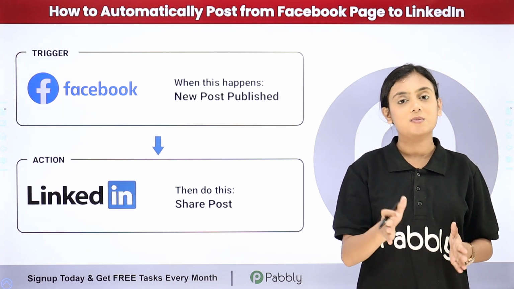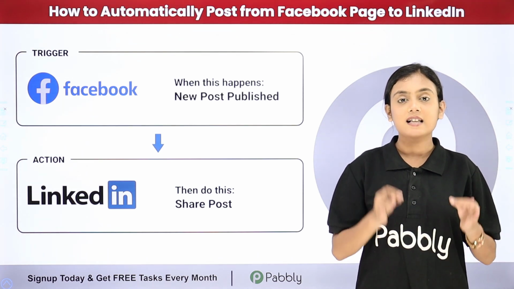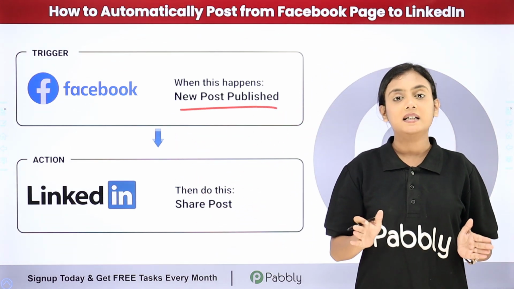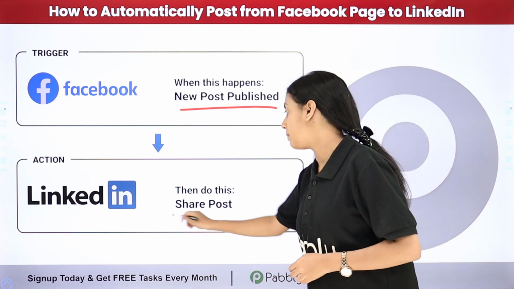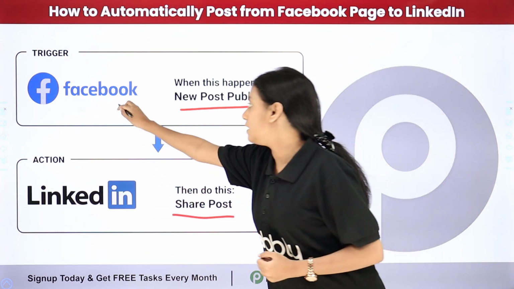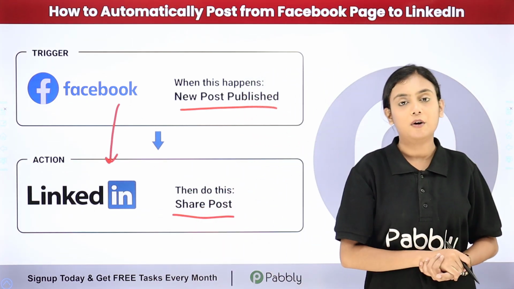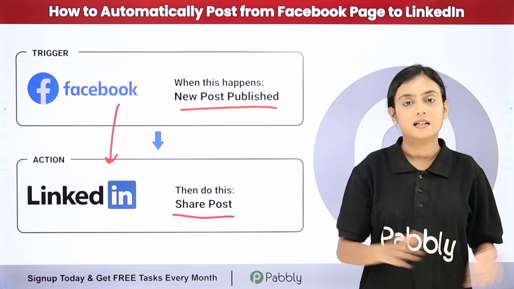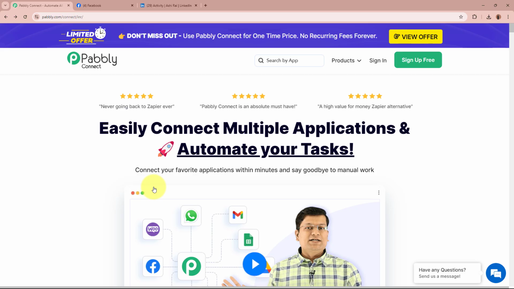So here in this automation, what we are going to learn is that as soon as I'm going to publish a new post on my Facebook page, automatically that same post is going to be shared on my LinkedIn profile as well. And for that, we are going to create an automation between Facebook and LinkedIn with the help of Pabbly Connect. So if you want to learn about this amazing automation, then let me take you all to my screen. Welcome to my screen.